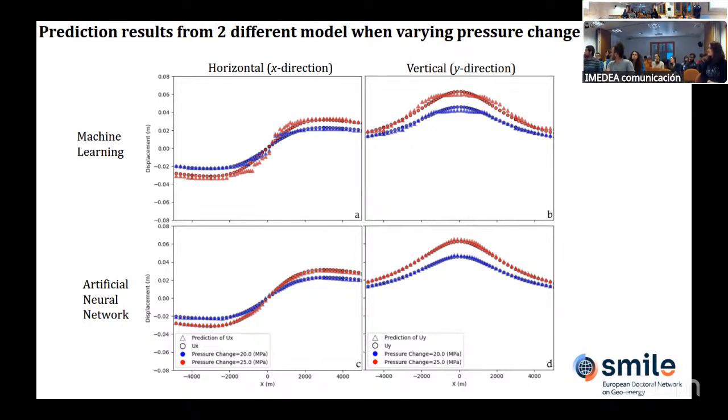Got another question. Is it possible to validate your result with a field survey? That's our next step: to use the data from the ground monitoring and verify if it can accurately match the subsurface conditions.